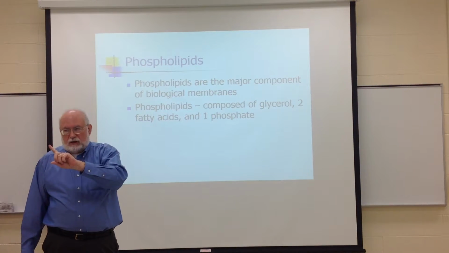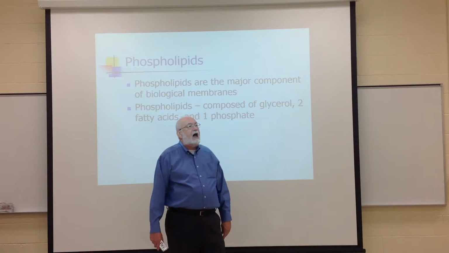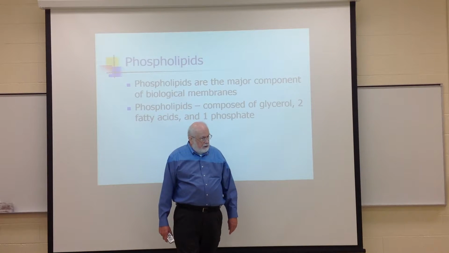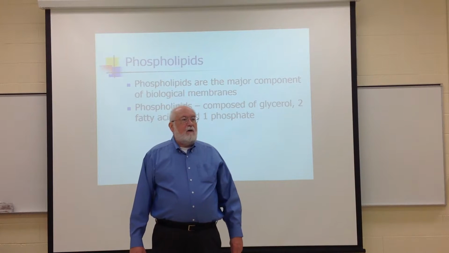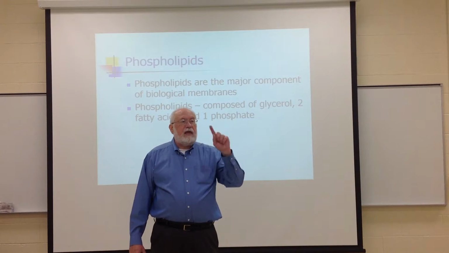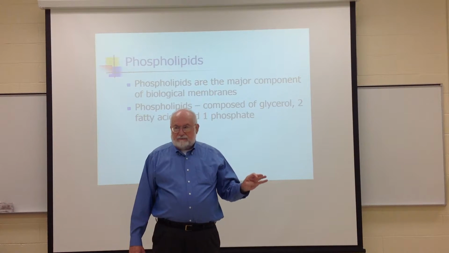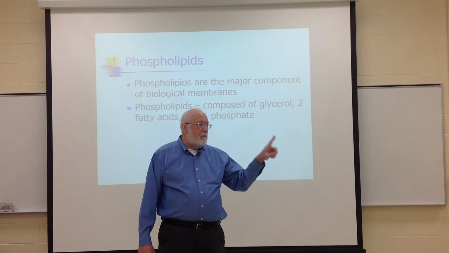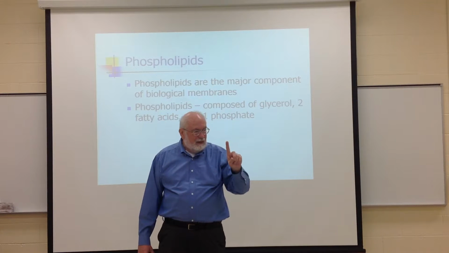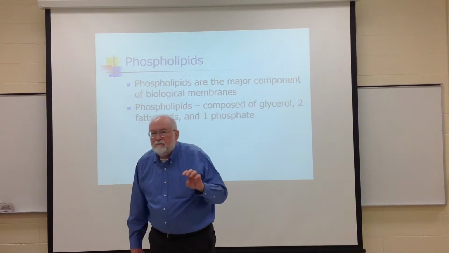Now, in addition, some phospholipids will also have a nitrogen, but just one. So it could be a phospholipid if it has carbon, hydrogen, oxygen, nitrogen, and phosphorus. But only one nitrogen and only one phosphorus. Now, that's pretty simple, isn't it?